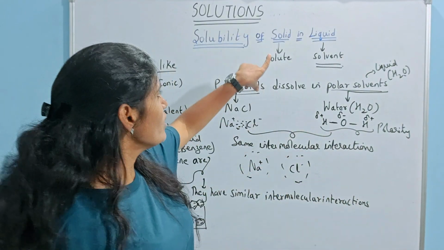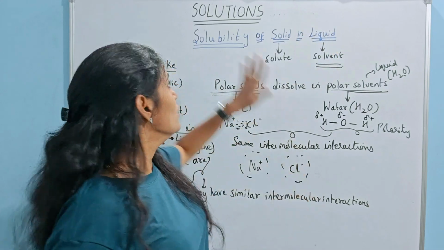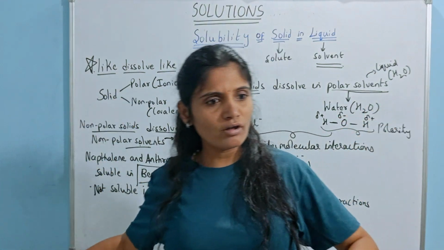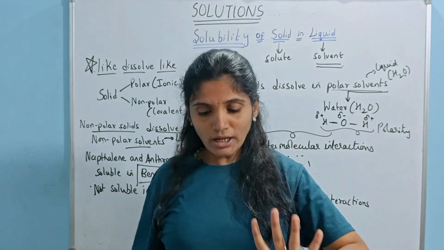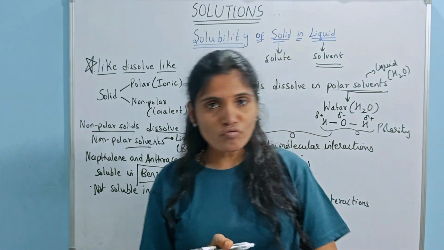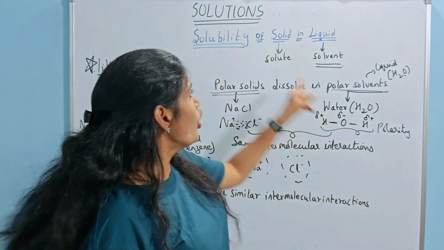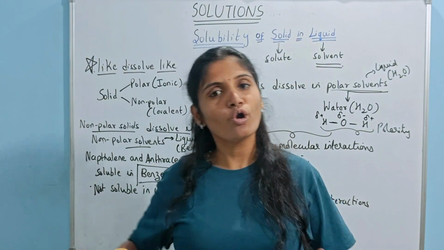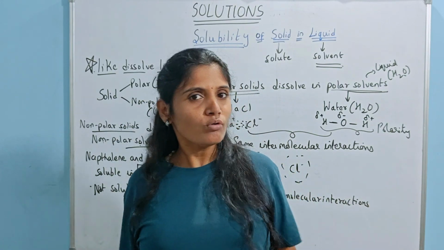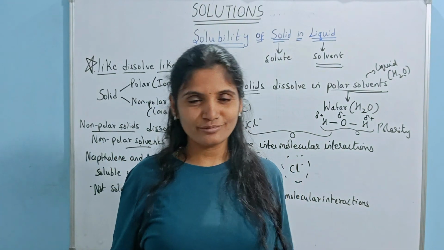Now we have discussed the nature of solute and the nature of solvent in the solubility of solid in liquid. In the first part I already told you, solubility depends on the nature of solute and nature of solvent, both of which are done here. What are the next two factors I told you? Temperature and pressure. Now, how does the solubility of solid in liquid depend on temperature and pressure? Will it depend? If it depends, how? If it doesn't depend, there is no point in discussing it. So let us see that now.